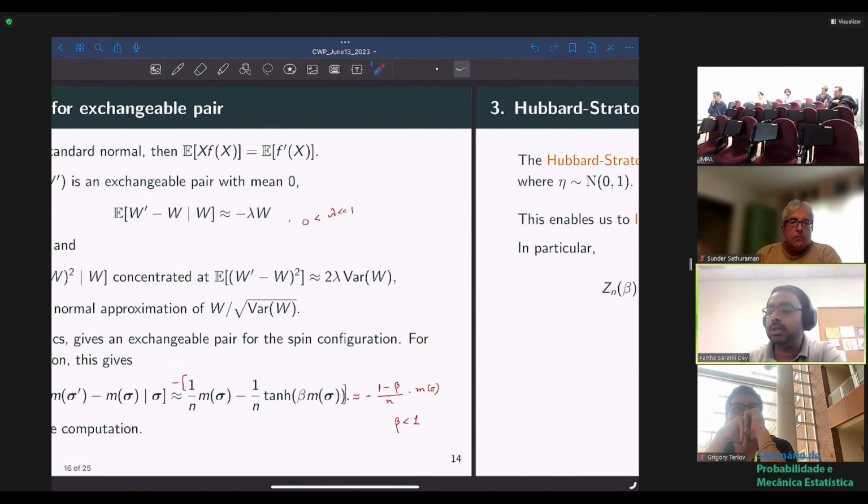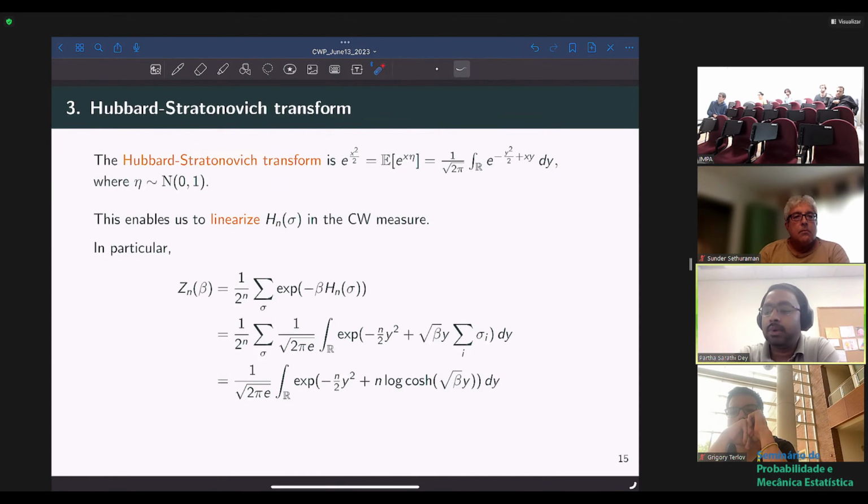The third way is using the so-called Hubbard-Stratonovich transform. This is nothing but the usual formula for a Gaussian moment generating function. E to the power x square over 2 is nothing but the expectation of e to the power x times eta, where eta is standard normal. If we compute this exponential moment, we get e to the power x square over 2.